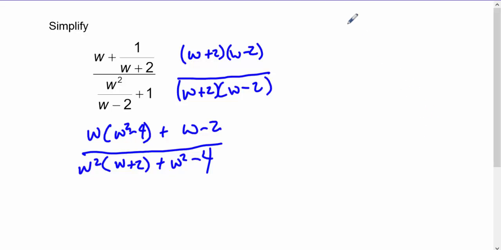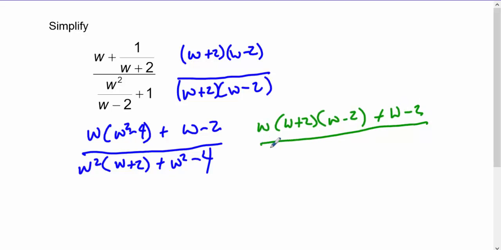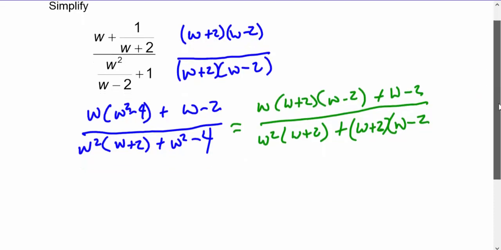So what I think I'll do is I will take, and instead of writing it as the product of W plus 2 and W minus 2, yeah, this will be better. I've got W plus 2, W minus 2 plus W minus 2 over, and then I'm going to have a W squared W plus 2 plus W plus 2 W minus 2. Okay, you're going to hate me for doing this because I'm going to finish the problem this way, and then I'm going to do it another way.